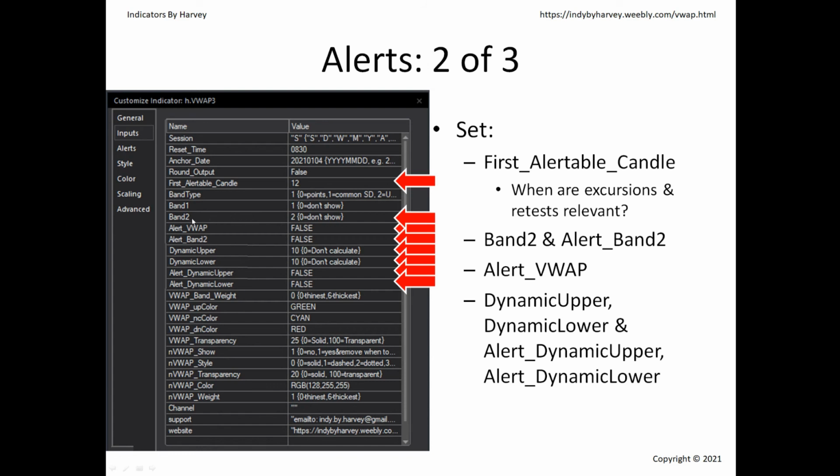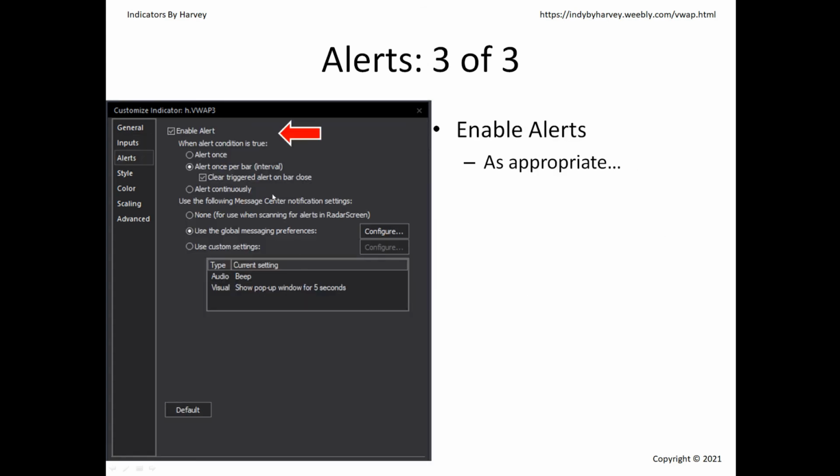Next is to specify where you want band 2. I typically use the common standard deviation with 2 standard deviations. I would set alert band 2 to true. Dynamic upper and lower we will talk about in the next video. And then finally you would go to the Alerts tab. Enable alerts. I typically put the alert for once per bar, clear the trigger on bar close.